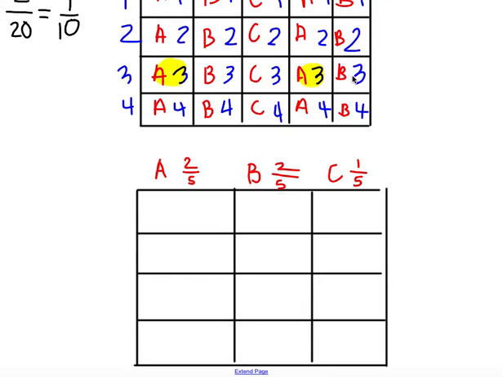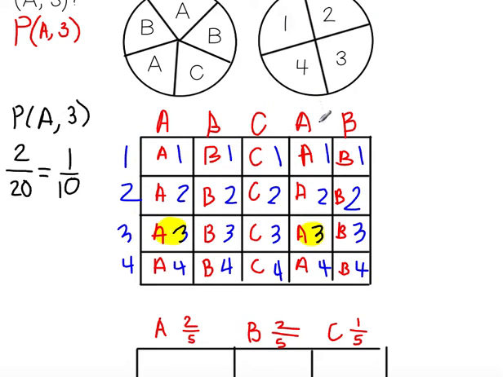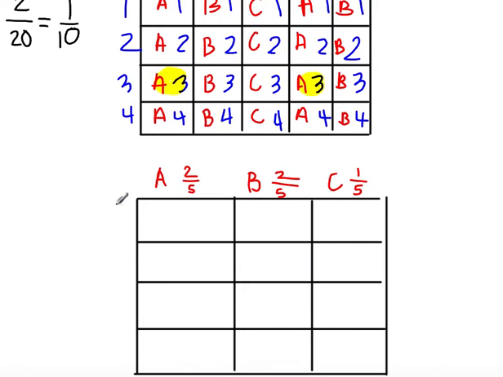Okay, and then if we look at the second spinner, we have the 1, 2, 3, and 4. They all have the same probability because there's only one of each number. So for 1, the probability is 1/4. For 2, the probability is also 1/4. 3 and 4 will be the same.